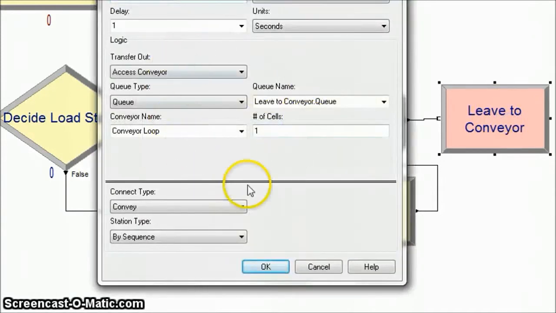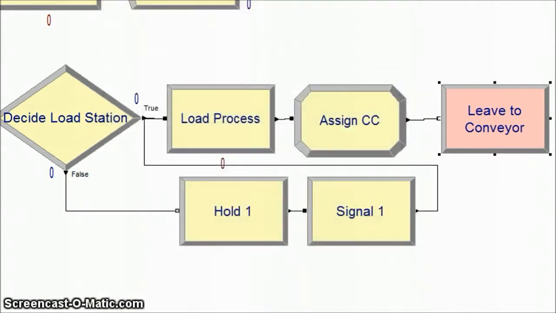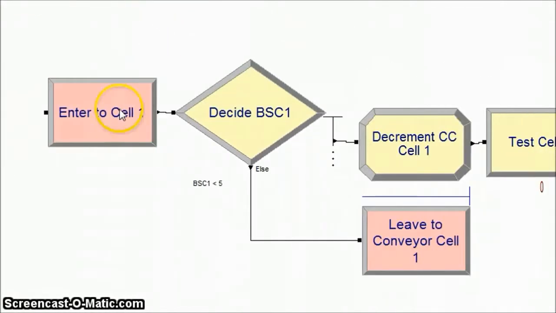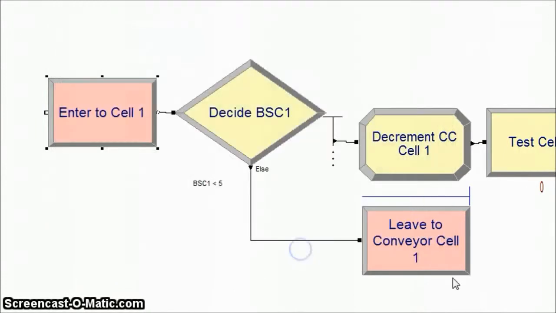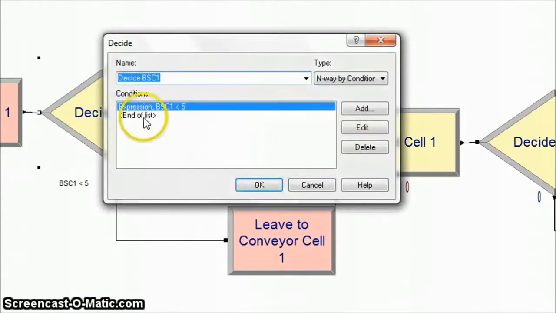In the video, we will only analyze the test cell number 1. The process begins at the enter module. Then it goes into a decide module that allows us to simulate the buffer spaces of this cell. To do this, it uses a variable denominated BSC1. Those letters stand for buffer spaces at cell 1.